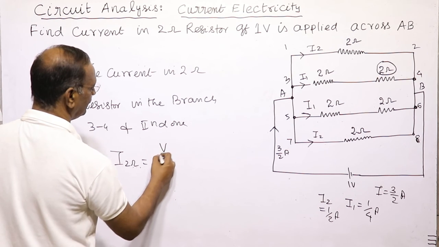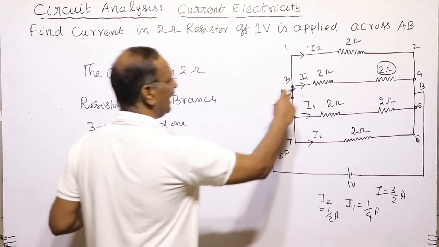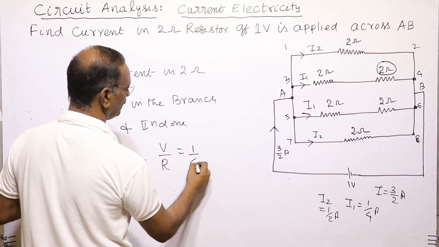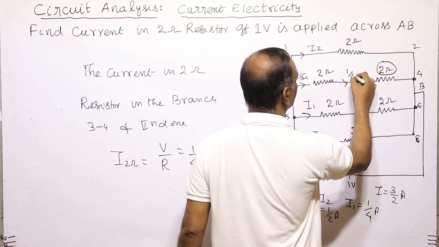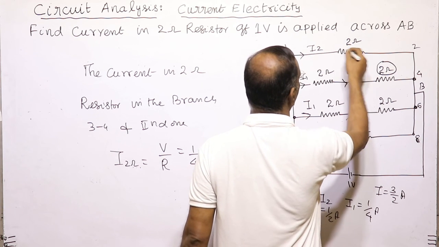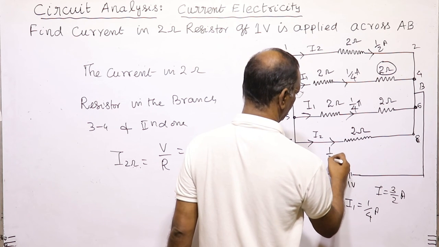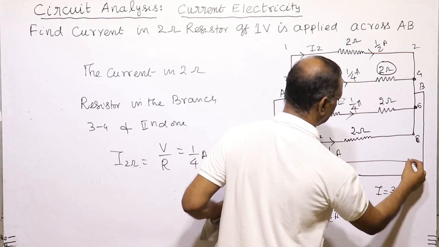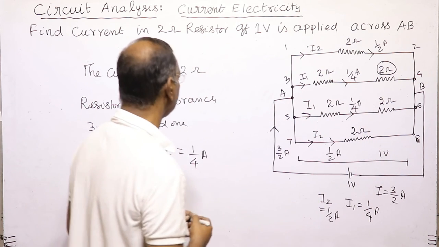I is equal to V by R. So here the I1 current is flowing. What is I1? I1 is equal to 1 by 4 ampere. Here 1 by 4 ampere, both are similar, so here also 1 by 4 ampere. Here half ampere, here half ampere. And the voltage across all the branches is equal to 1 volt, because it is parallel.